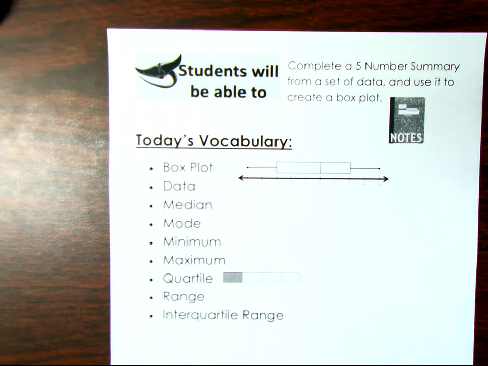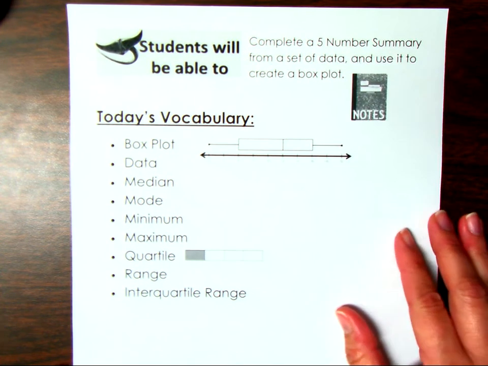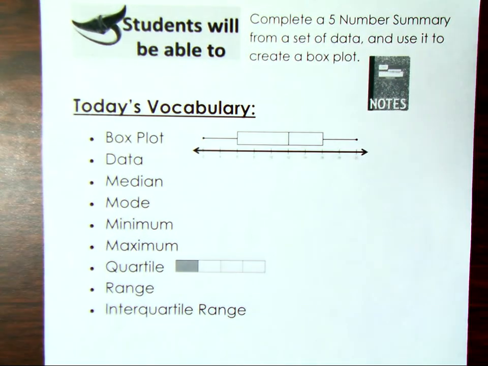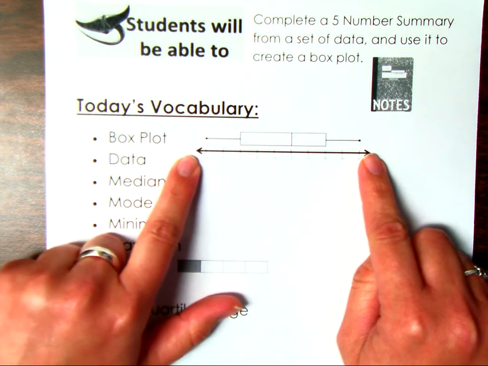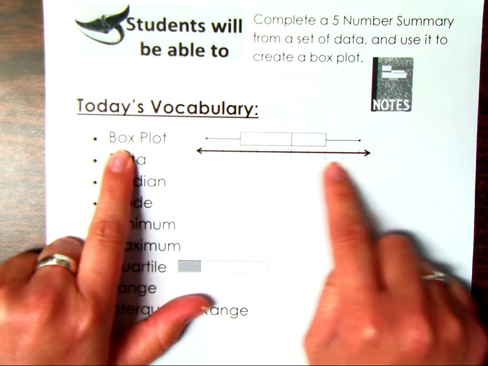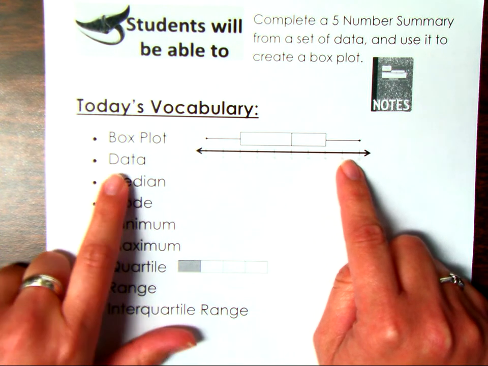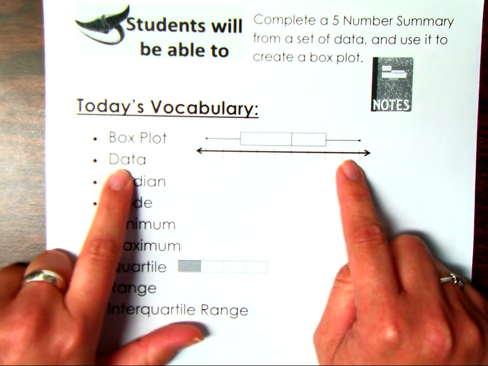All right, y'all, today we're going to look at what we're going to call a 5-number summary. So let me just show you what the vocabulary is that I'm going to be using in the next couple of videos to help you out. What we're going to use this 5-number summary for is what we call a box plot. A box plot is a way to graph certain data that's given to us. Data are just the numbers themselves.